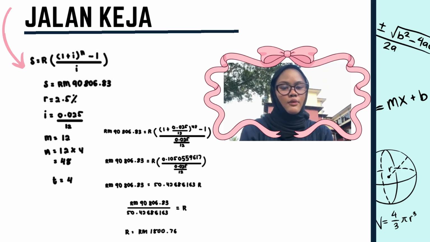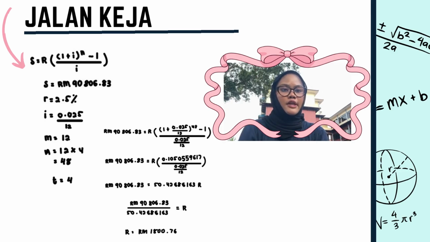S, which we already calculated, is RM 9,806.83. The R is already given, which is 2.5%, so we can get the I: 0.025 divided by 12. Our M is already said to be monthly, so M is 12. N equals 12 times 4, and you will get 48.